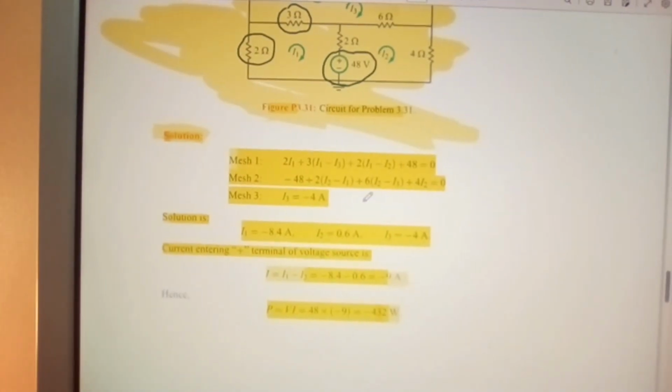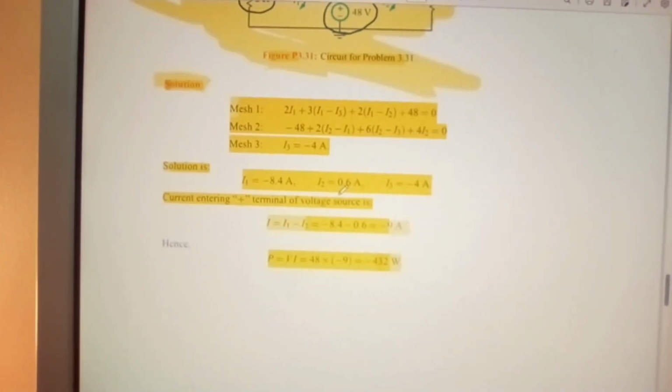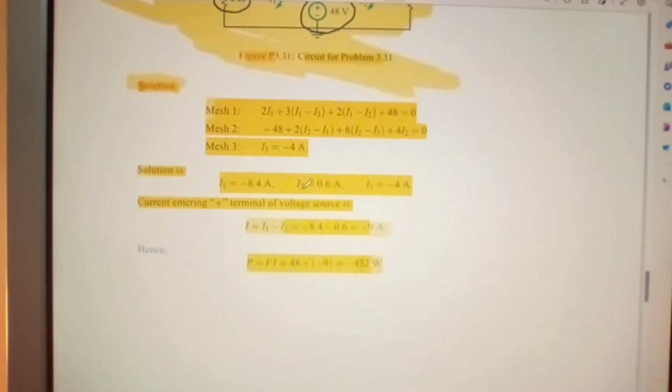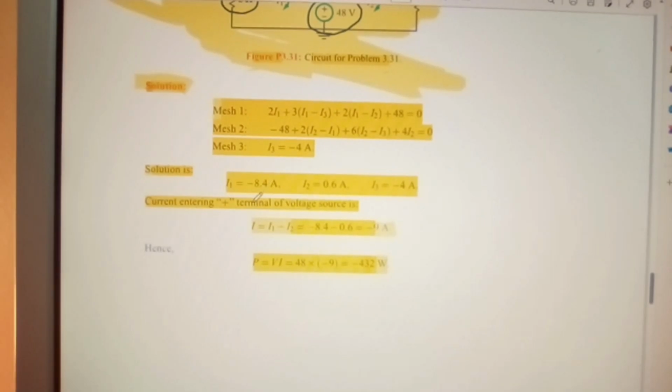Now I'm not going to do this for you. You're going to look for this and put it in place yourselves and look at how they have arrived at the solution. Solution is I1 equals minus 8.4 amps, I2 equals 0.6 amps, I3 equals minus 4 amps. Current entering positive terminal of voltage source is I equals I1 minus I2 equals minus 8.4 minus 0.6 equals minus, and the minus makes a what? Makes a plus. So these two are added together, and gives you minus 9 amps.